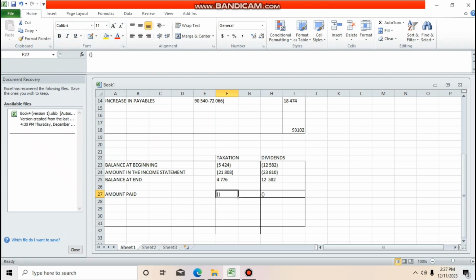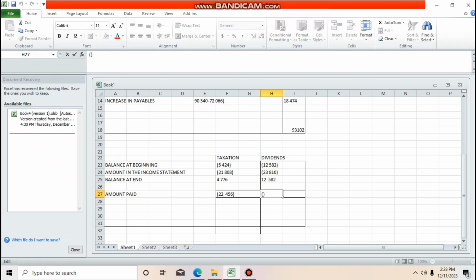Okay, so we're going to take this amount 5424, we're going to add 21808, we're going to less 4776, and we're going to get our taxation paid. The amount for taxation paid is 22,456.